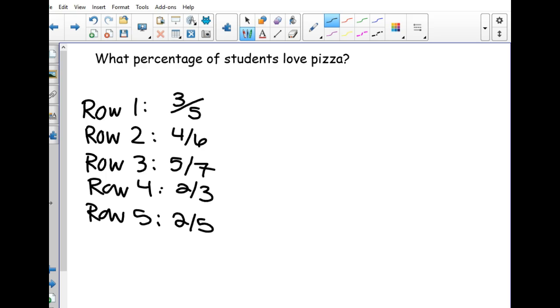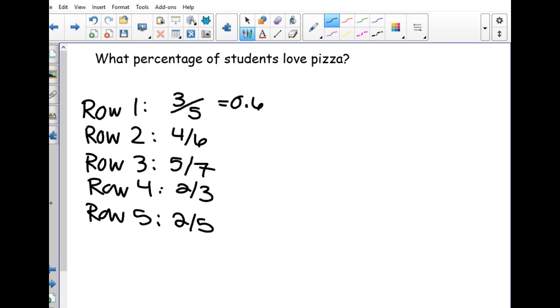All right. Ladies and gentlemen, I would love someone to quickly find a decimal for these. So someone in row 1, Vincent, could you do 3 out of 5? Emma, will you do 4 out of 6? Sierra, you do 5 out of 7. Matthew, you do 2 out of 3. Curtis, you do 2 out of 5. Okay, give me the decimals. We'll start with Vincent. It's 0.6. Okay, hold on.